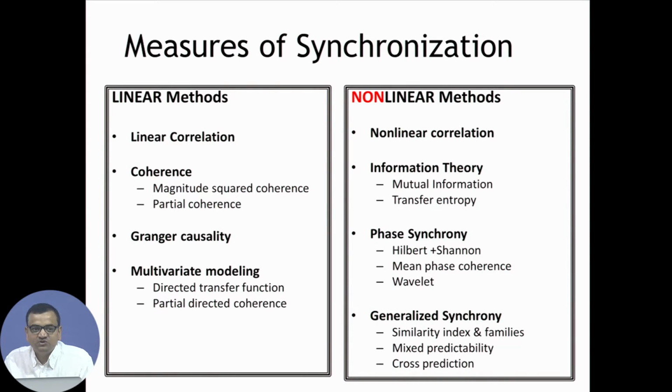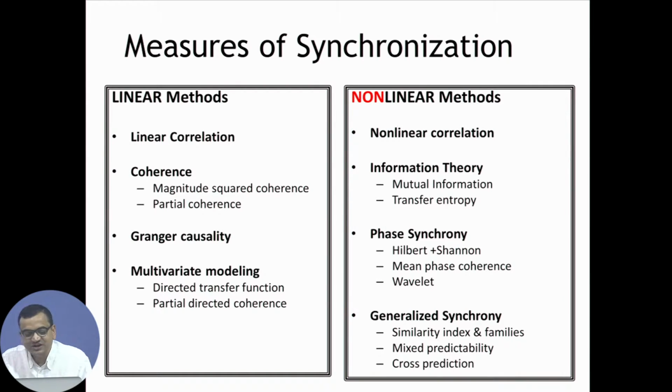Where you do not have a precise hypothesis or expectation about a specific type of interdependency, you just assume a general nonlinear interdependency. We call it generalized synchrony. There is also a group of methods or indices that have been developed. As I mentioned, this list is not exhaustive. I just listed the primary methods.